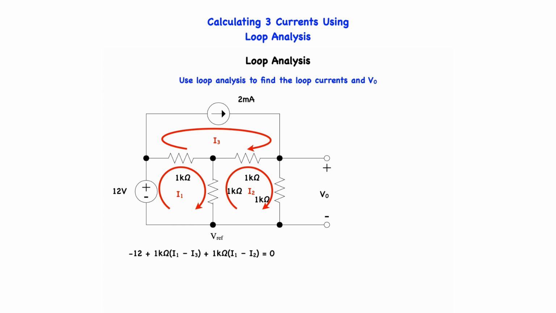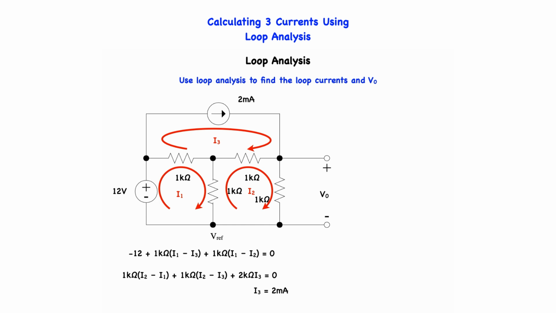is equal to 0. For the loop labeled I2, the Kirchhoff's voltage law equation is 1 k-ohm times the quantity I2 minus I1 plus 1 k-ohm times the quantity I2 minus I3 plus 2 k-ohm times I3 is equal to 0. The third loop contains a current source which forces I3 to be 2 milliamps. So the equation is not a Kirchhoff's voltage law equation, but a very simple equation that tells us that I3 is equal to 2 milliamps.